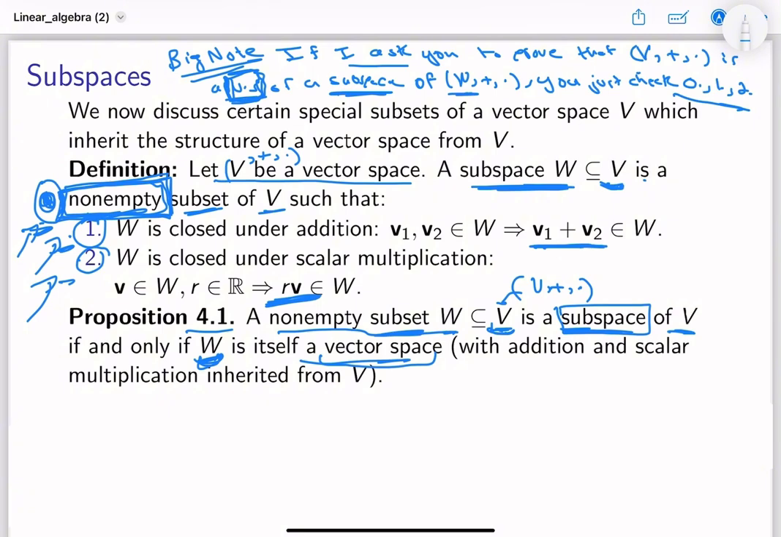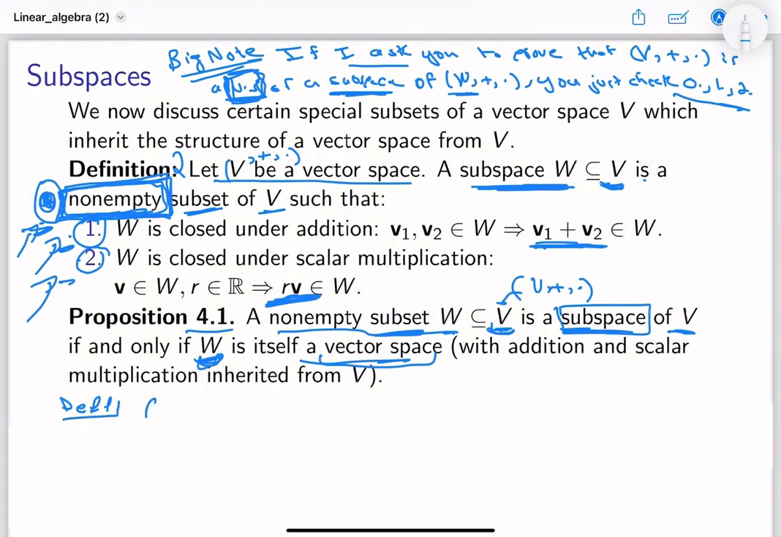And in definition 2, we define the subspace as a subset that is non-empty and that is closed under addition and scalar multiplication. So we're saying these two definitions are the same, right? So let me just write you definition 1 here because it's important to keep it in mind.